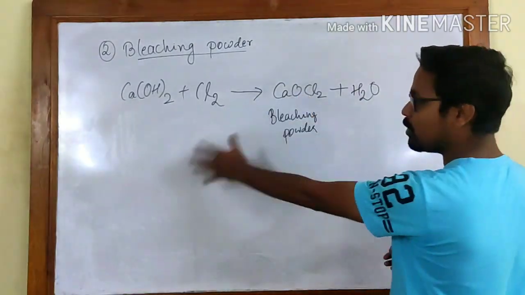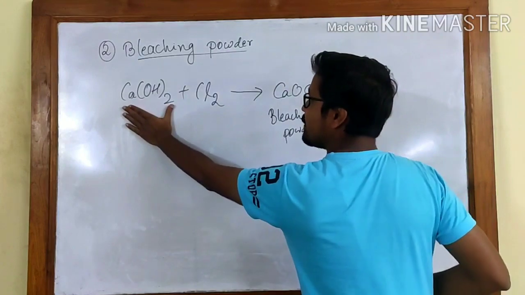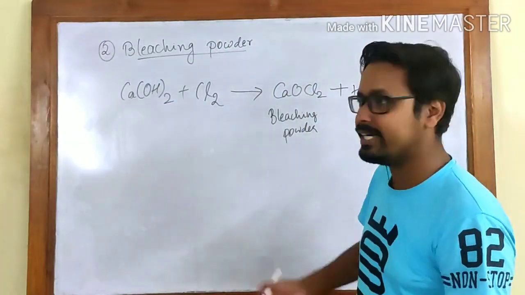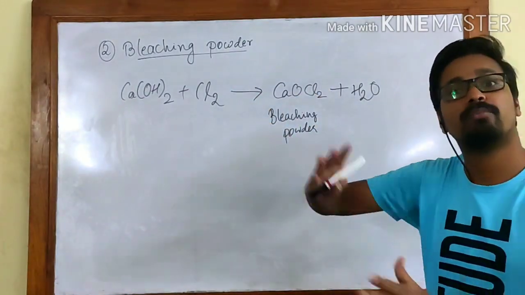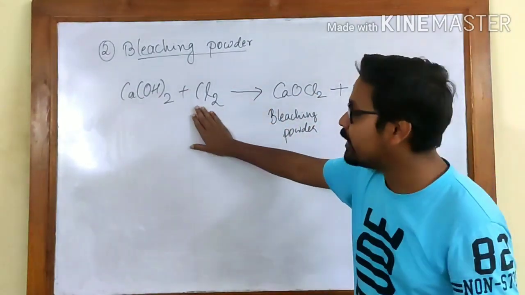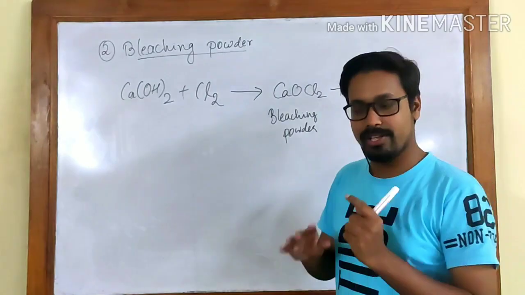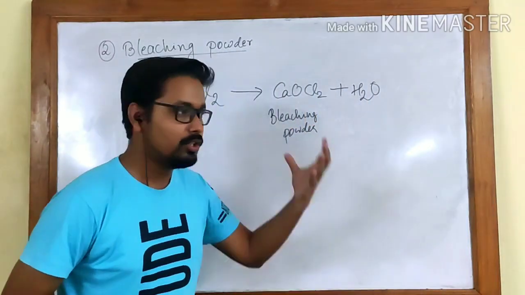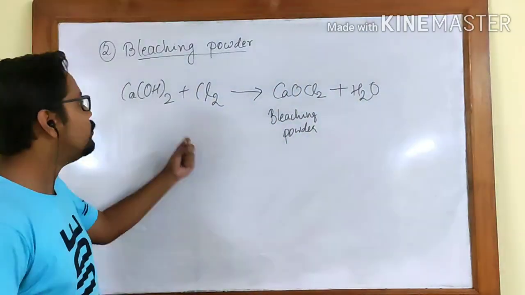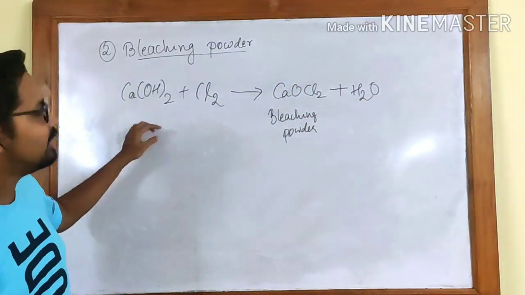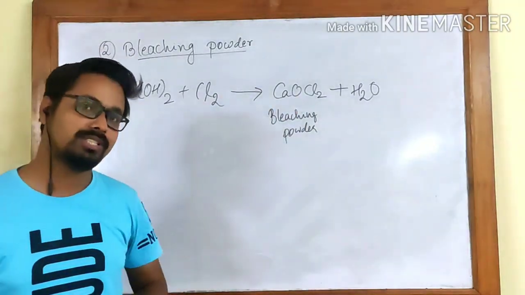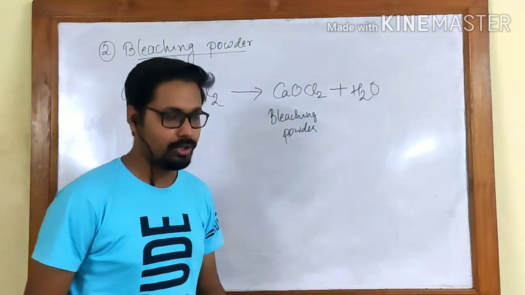So bleaching powder is formed how? By reacting calcium hydroxide with chlorine. And how to get this? Means why we are saying that we are deriving bleaching powder from sodium chloride, common salt? Because this chlorine we can form from the sodium chloride. So when we form sodium hydroxide, we will form one chlorine gas. So we will take that chlorine gas and we will react it with calcium hydroxide. So combination of these two will give us the bleaching powder, which is CaOCl2 along with some water molecules.